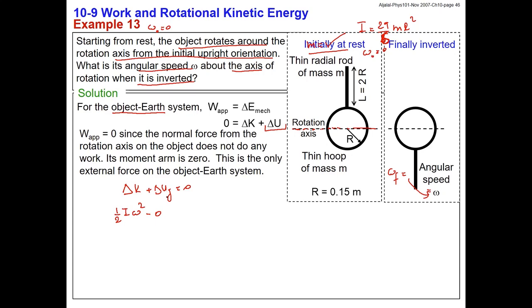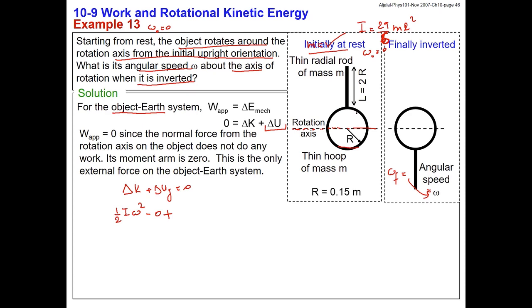Now what is the change in gravitational potential energy, delta UG? To find delta UG here, you see I have a complex geometry. If it's inverted, the change in height for each point of my object is different. So my solution is to find the center of mass of this complex geometry. Where is the center of mass?